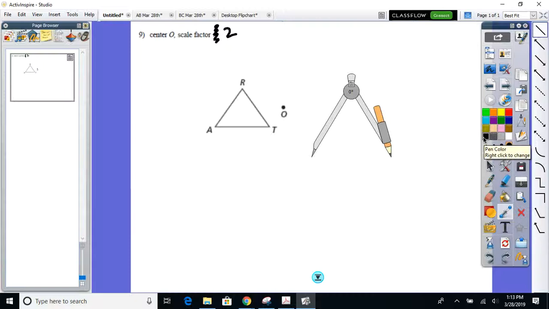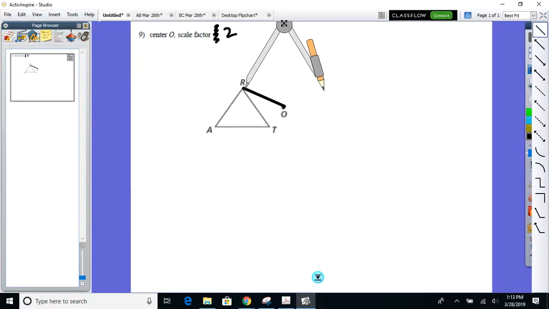Evan, what's your move? Okay, so I would find the distance from R to O. This way? But I didn't change the distance though, right? Everyone agree if I do it that way, I didn't change the distance. And plus, remember, when you do a dilation, does it reflect through the point? No, right? It gets further away in the same direction.